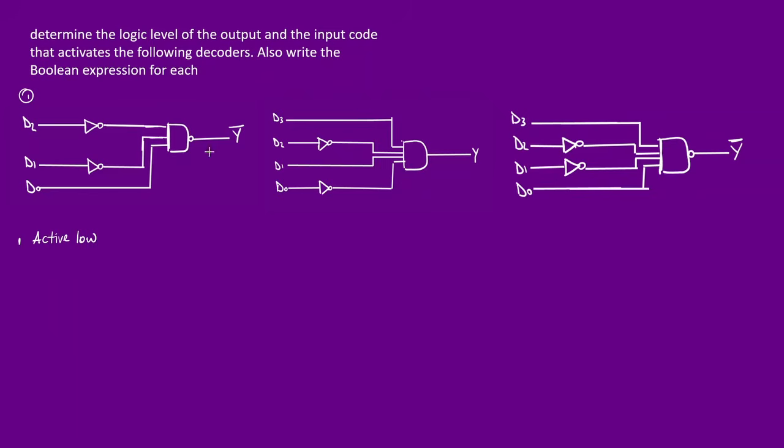Okay? So also write the Boolean expressions for each. So starting from the most significant, so that's D2, we can see that D2 is being negated. So not D2, not D1, and D0 is equal to not Y. So writing the binary equivalence for this, okay, let me just flip this. Not Y is 0, 0, 1.